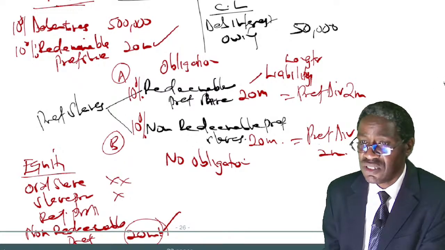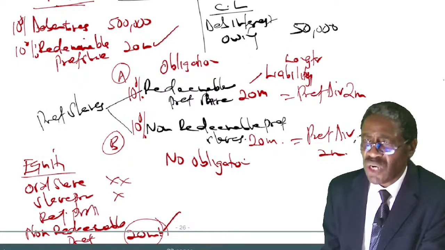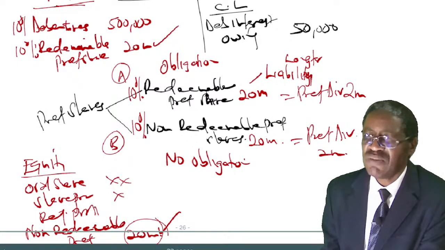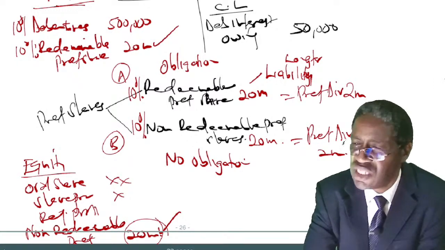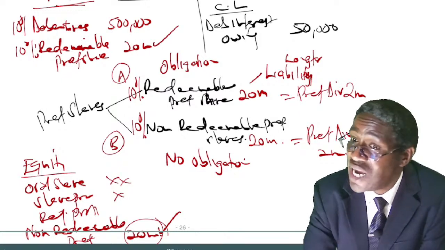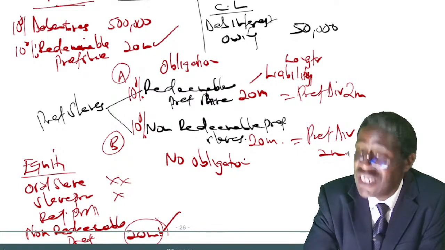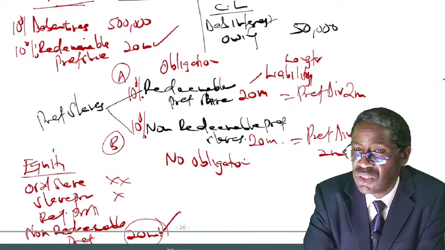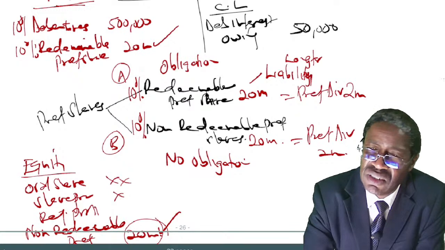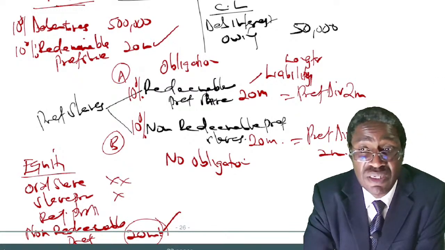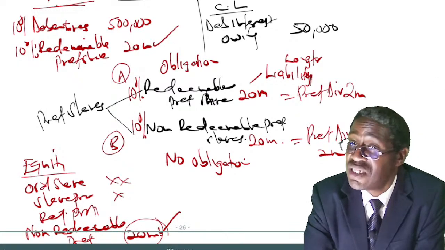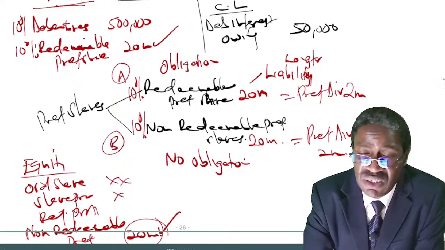But what is but? Will the two companies treat this dividend in the same way? The answer again is no. Listen, the answer again is no. These dividends for company A and B will not be treated the same way in the income statement.